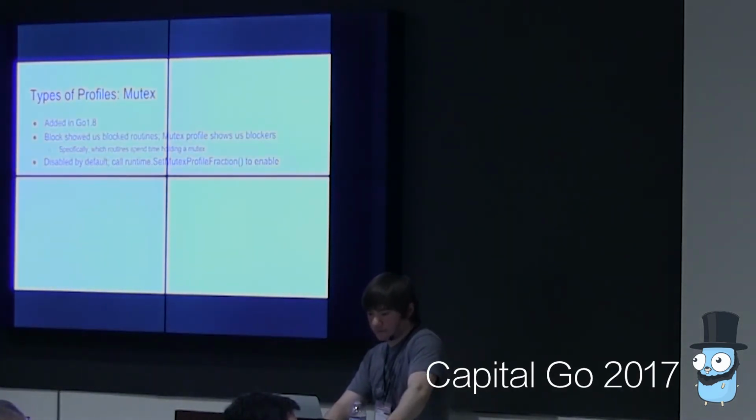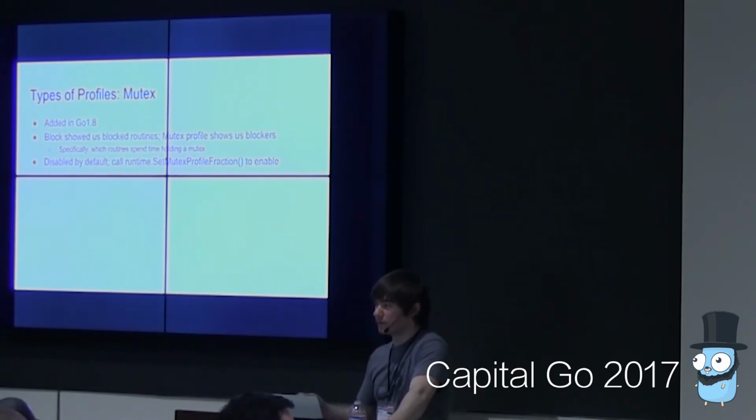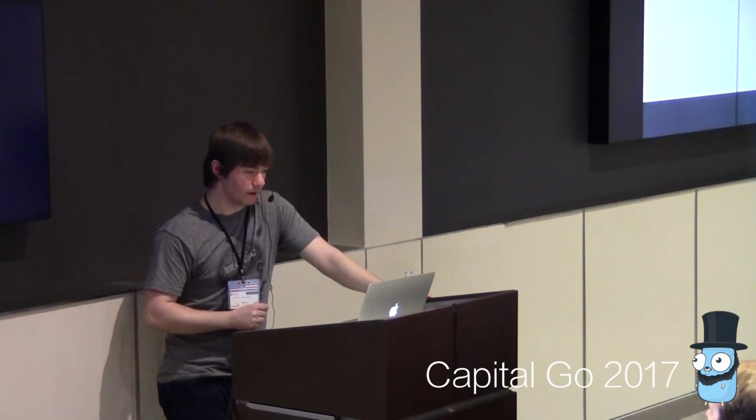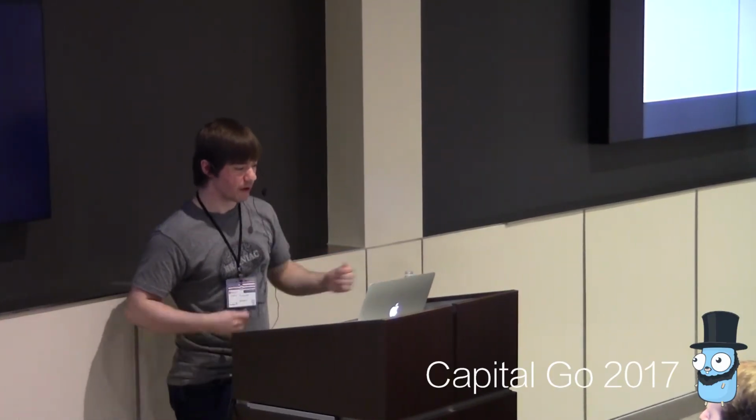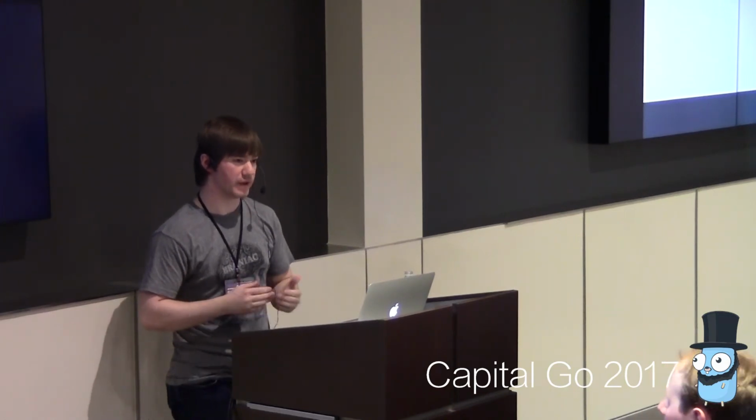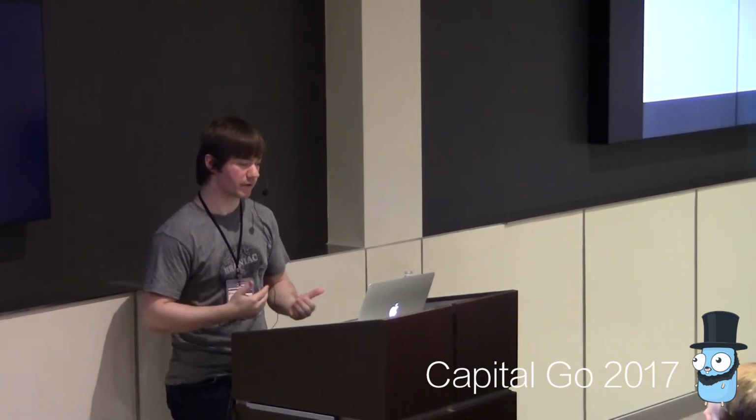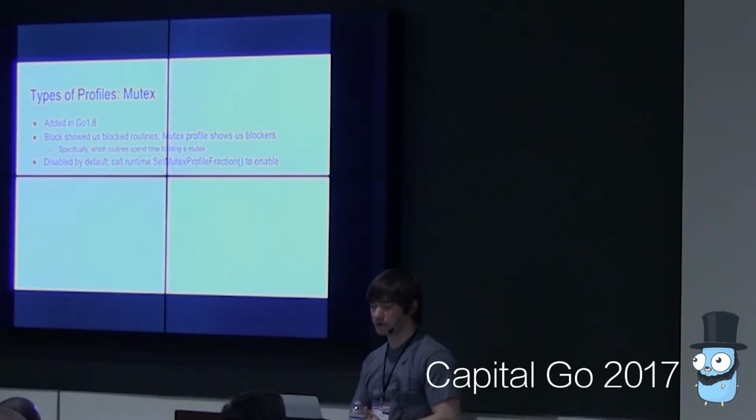So the last type of profile that's available by default is mutex profiling. And this is kind of similar to block profiling, but they're different in a fairly significant way. So this was added in Go 1.8, by the way. The block profiling shows us which routines are blocked and how long they're spending blocked. The mutex profile shows us which Go routines are spending a long time holding on to a mutex. So it's showing us the blockers instead of the blockee.